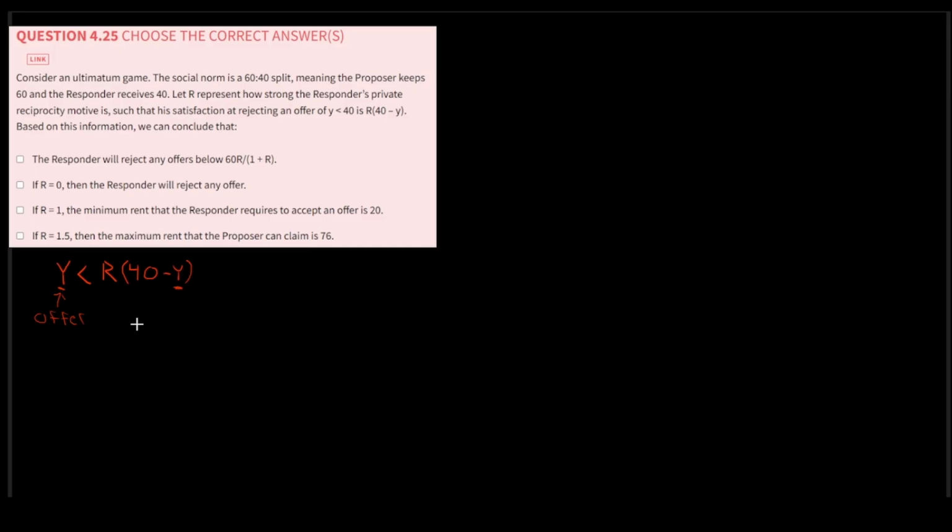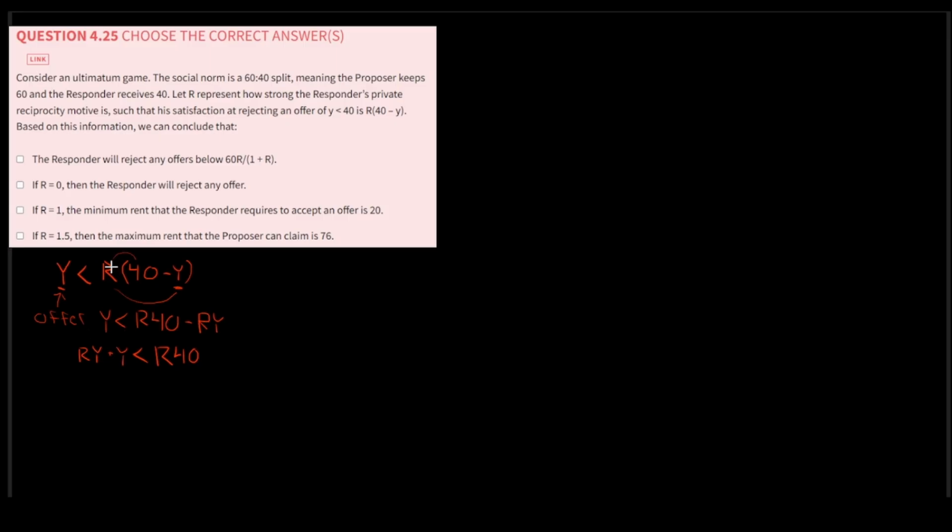So a little bit of algebra. Let's work through it. The way that I would do that is I would first multiply R into the brackets there. So we have y is less than R40, which is then minus Ry. We then want to put y's together, so let's move Ry to the other side of the inequality. We add Ry to both sides. We get Ry plus y is less than R40.